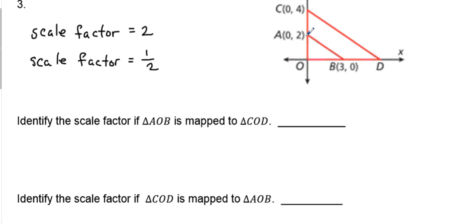It says identify the scale factor if triangle AOB is mapped onto COD. AOB is the smaller, and if it's mapped onto COD, it's getting bigger, so my scale factor is going to be 2. Now, the next one says identify the scale factor if triangle COD is mapped onto triangle AOB. If you're going from COD to AOB, you're going from big to small, so the scale factor then will be 1/2.